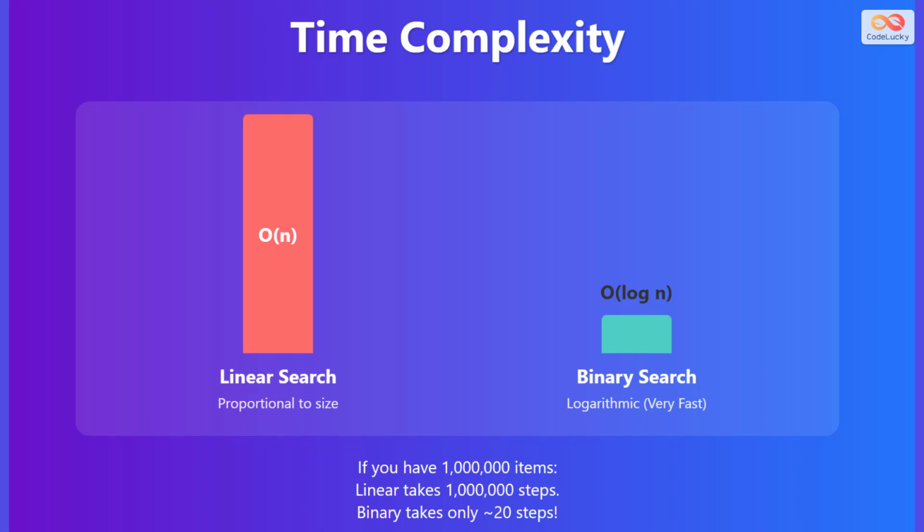Why do we care? Speed. In computer science, we measure this with big O notation. Linear search is O of n, meaning time grows with the data size. Binary search is O of log n. To put that in perspective, if you had 1 million items, linear search takes up to 1 million steps. Binary search takes about 20. It is exponentially faster.